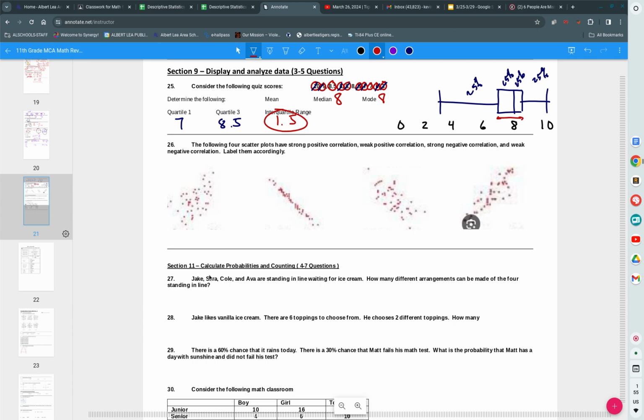So we move on to scatter plots. Do you guys remember looking at scatter plots last year at all? Okay, so these all either have positive or negative correlation, and they are either regarded as strong correlation or weak correlation. So see if you can label which ones are positive and negative, which ones are strong and weak, okay?